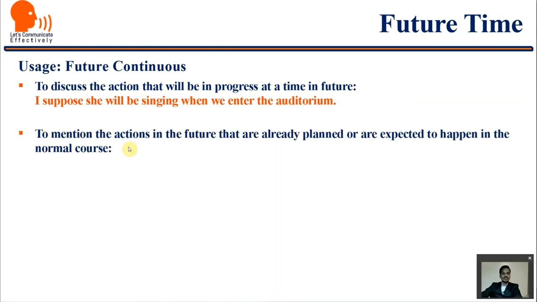Next, to mention the actions in the future that are already planned or are expected to happen in the normal course. So the actions are planned in the future or they will happen in the normal course. The Prime Minister will be talking to us tomorrow 8 p.m. So it is already planned and it will be a kind of normal course. So you are telling it, the Prime Minister will be talking to us. The Prime Minister will be addressing the nation tomorrow 8 p.m.